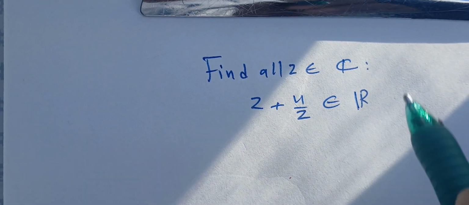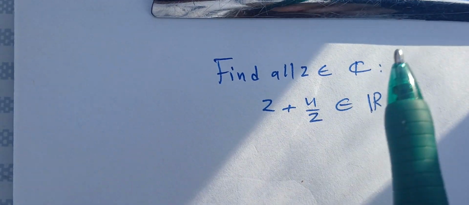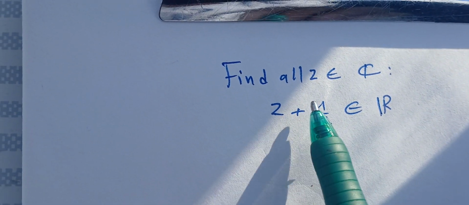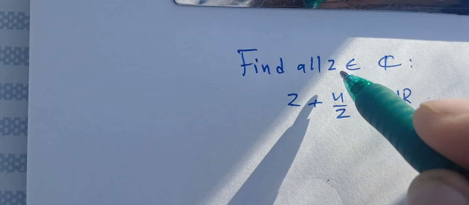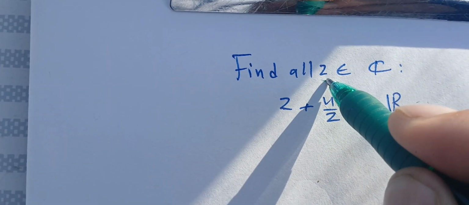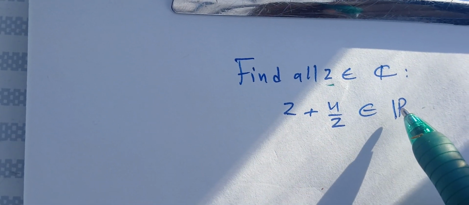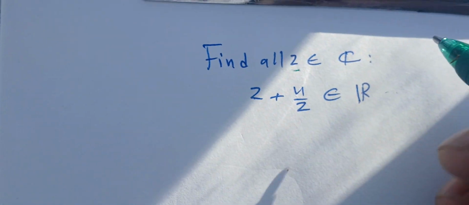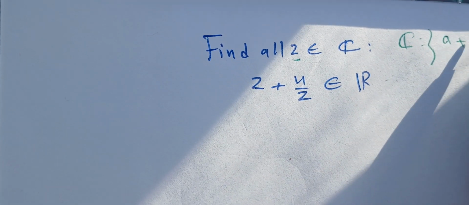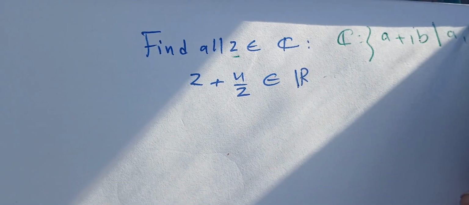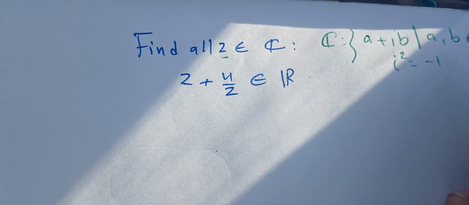Welcome back. In this video, we're going to try to find all the z in C such that z plus 4 over z is in R. So here we want to find z, the complex numbers, such that z plus 4 over z is in R. Remember that C is the set a plus ib with a, b reals and i squared is minus 1.